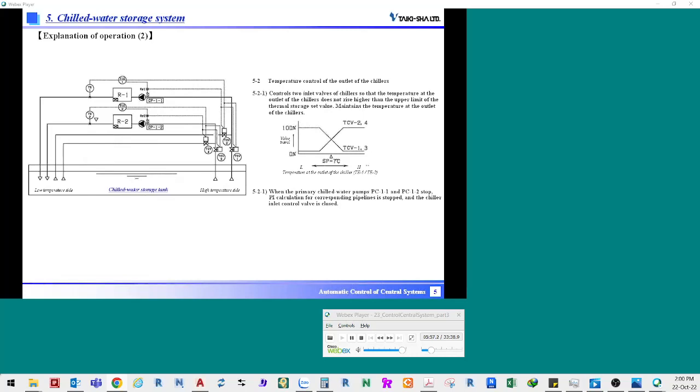If the temperature of the outlet of the pipeline for chillers is equal to or higher than the set value, the temperature of the outlet for chilled water is maintained at the set temperature of the inlet of the pipeline for chillers by mixing the chilled water from the low temperature side with the chilled water from the high temperature side for absorption. In addition, when the primary chilled water pump is stopped, PI calculation of the temperature indicating controller of the corresponding system stops, and the chiller inlet temperature control valve completely closes.